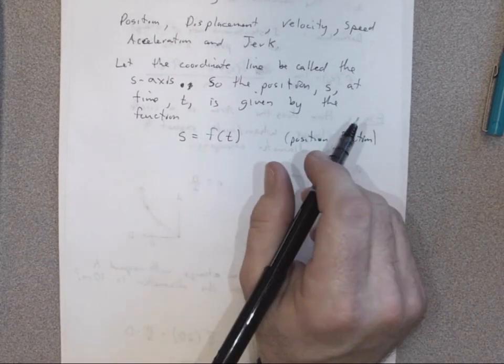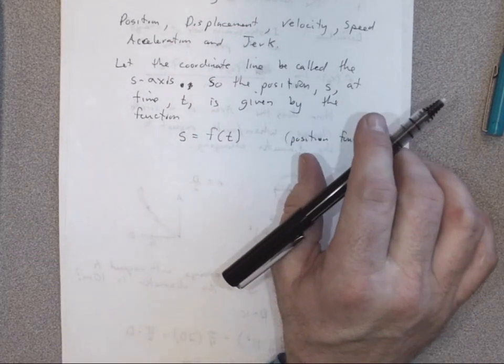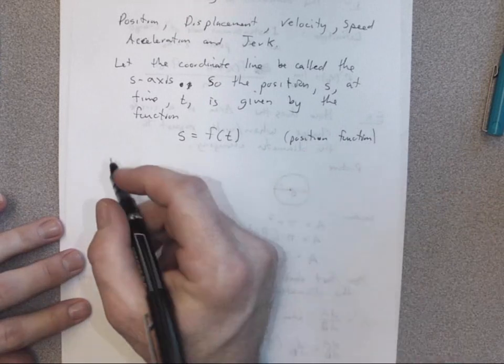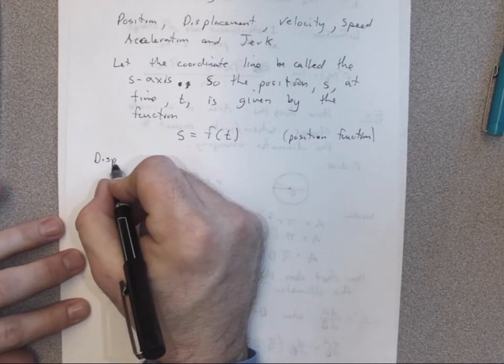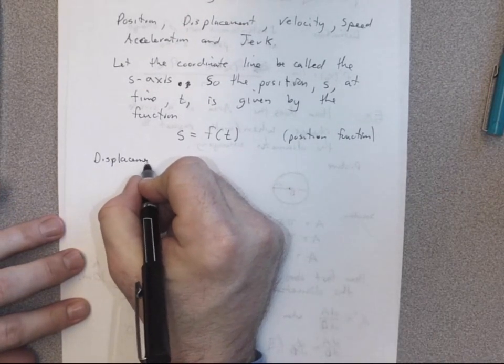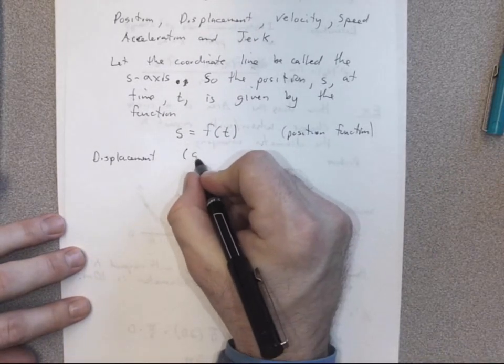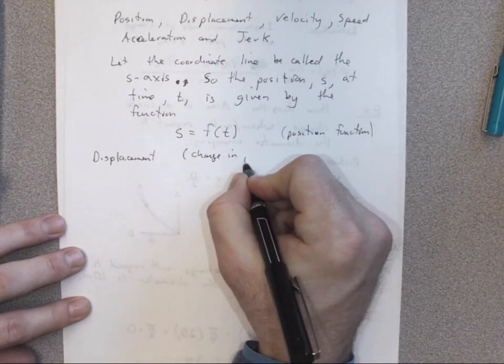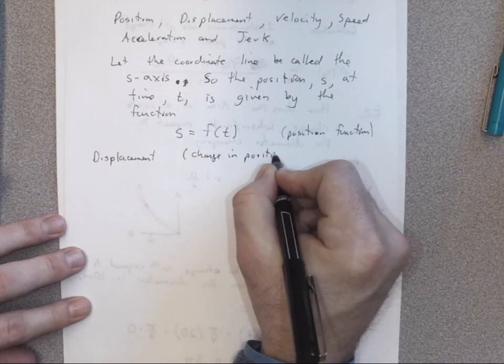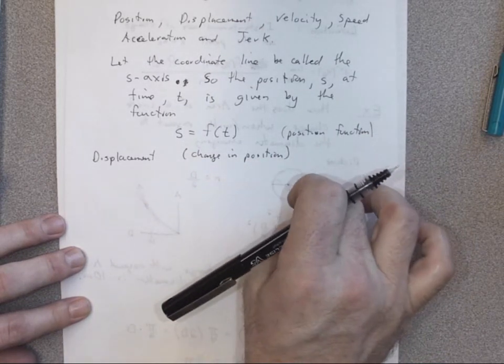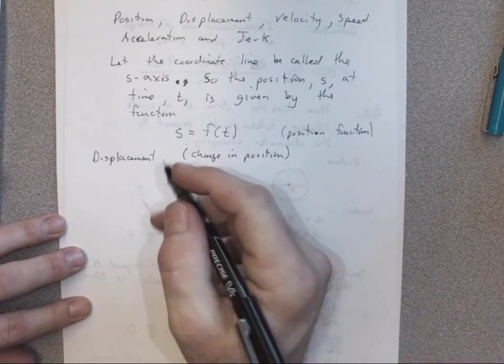Again, they call it S because the orientation of the axis can be whatever we need for the particular situation. Displacement. Displacement is just quite literally how far S moved. So this is just a change in position. So if I take a particle and move it here, its displacement is that distance.